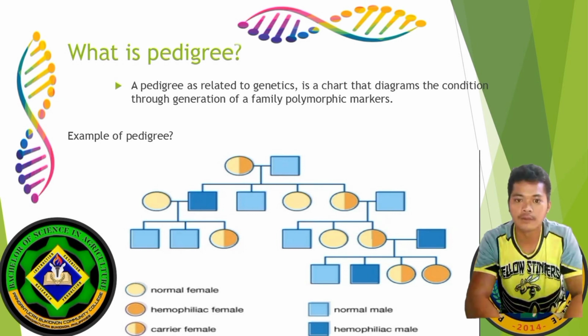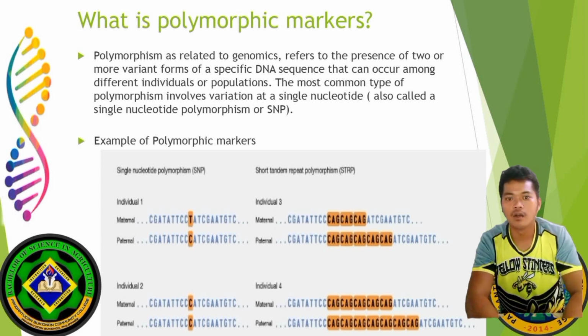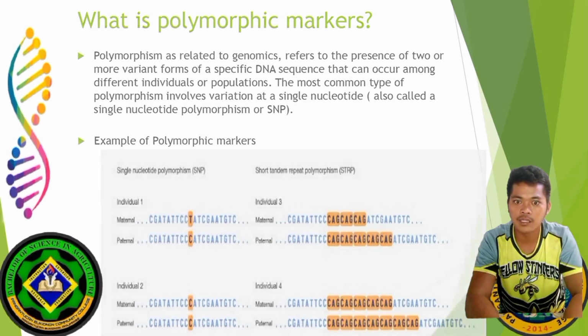Polymorphic markers. What are polymorphic markers? Polymorphism, as related to genomics, refers to the presence of two or more variant forms of a specific DNA sequence that can occur among different individuals or populations. The most common type of polymorphism involves variations at a single nucleotide, also called a single nucleotide polymorphism, or SNP.